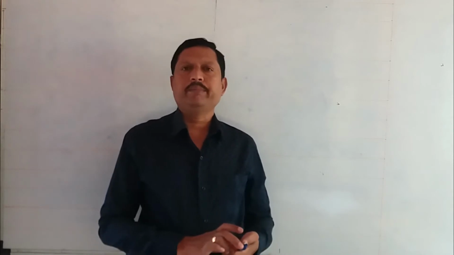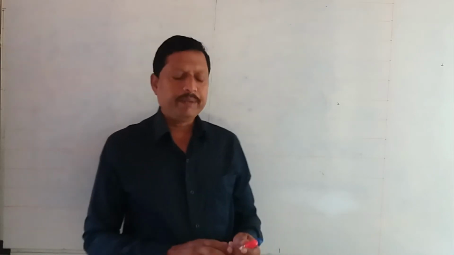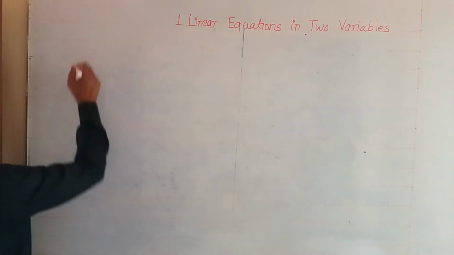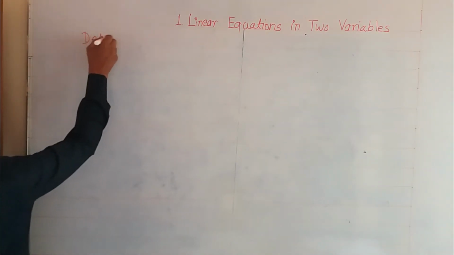Today in this video we are going to discuss the method of solving linear equations in two variables by the determinant method, which is also called Cramer's rule method. So first of all we understand the meaning of the determinant. What is meant by the determinant?